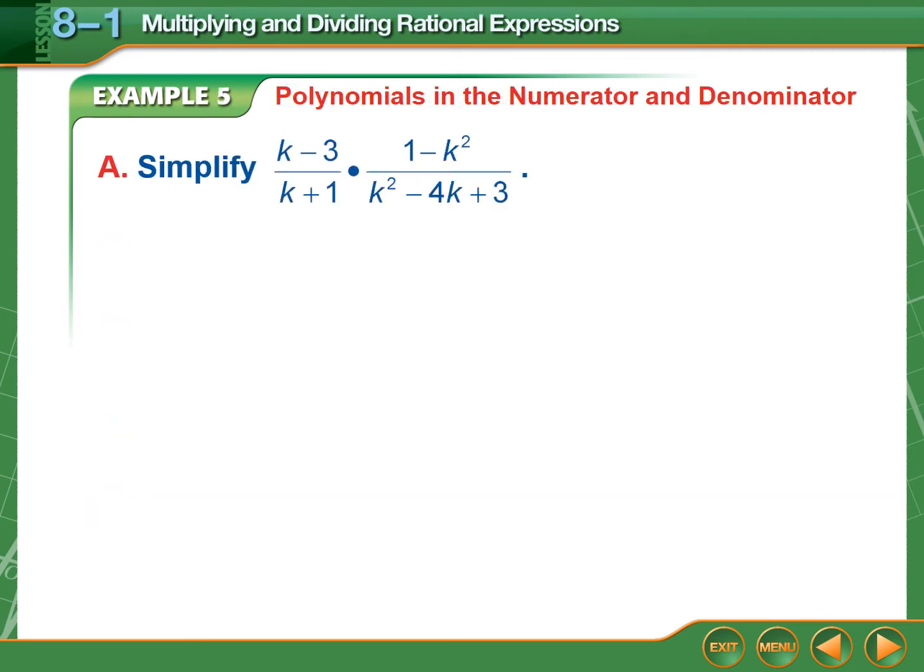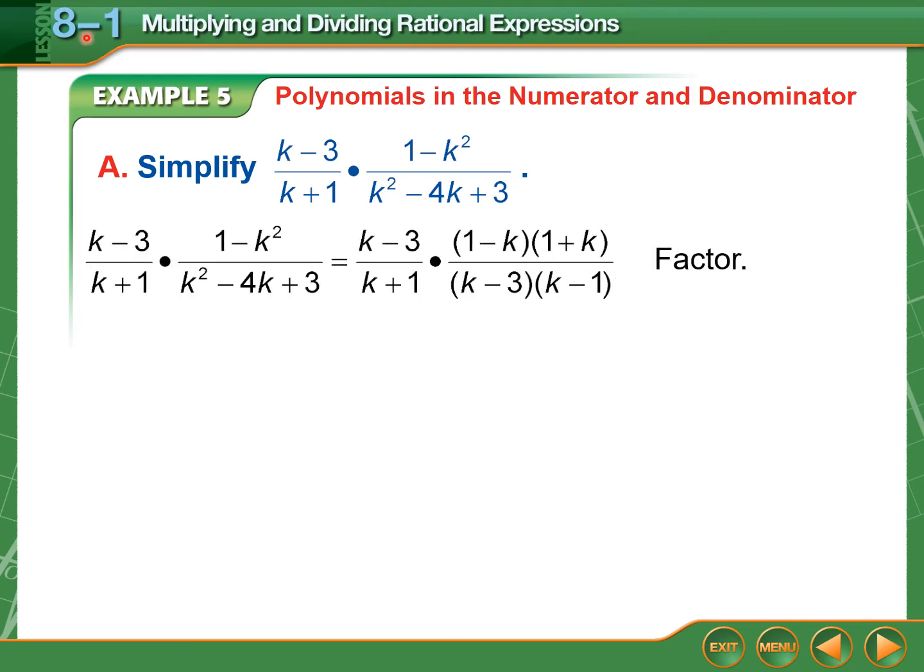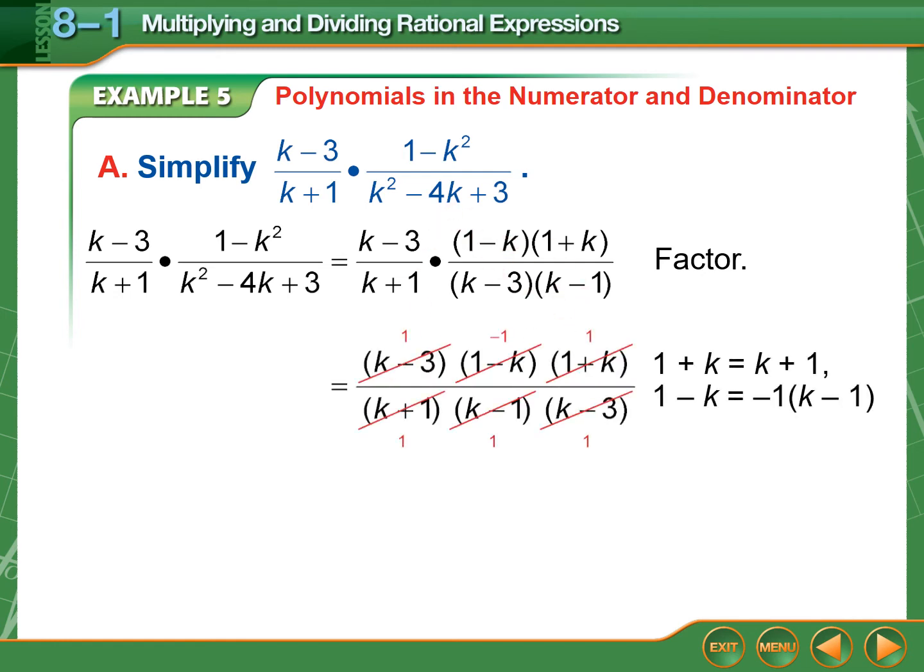Alright, here's our next example, but this time we'll need to factor completely before we can eliminate any of our terms. Notice that k squared minus 4k plus 3 becomes k minus 3 times k minus 1. Also, I see that I have similar factors, but they're not exactly the same. So that tells me I'm going to need to factor out a -1. And then I eliminate my common factors, and I'm left with -1.